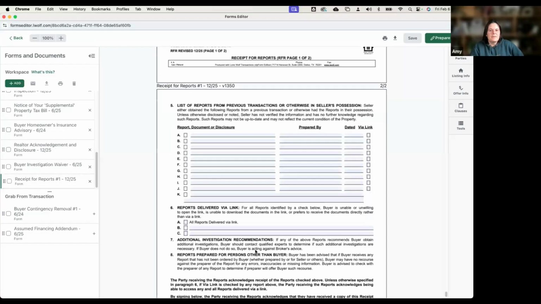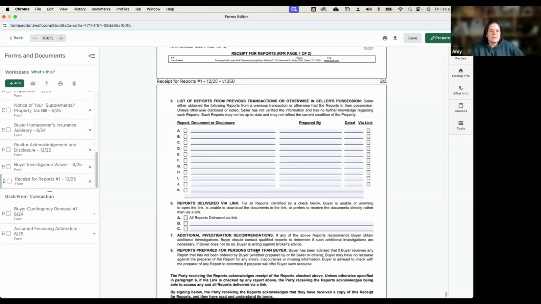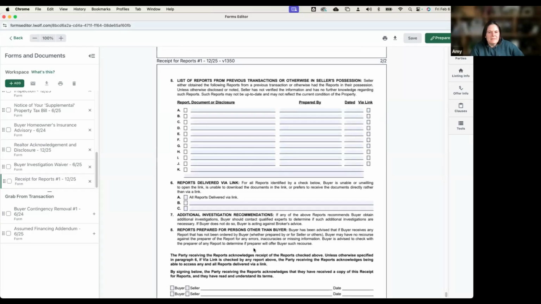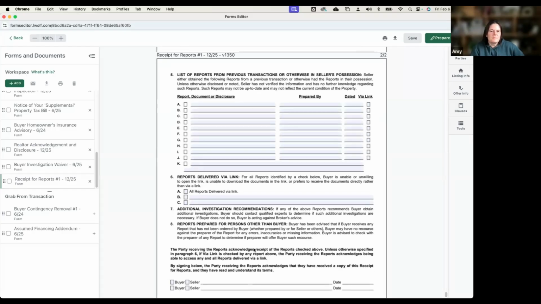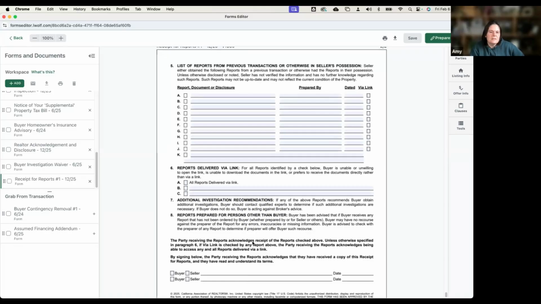Okay. If any of the above reports recommends buyer obtain additional investigations, buyer should contact qualified experts to determine if such additional investigations are necessary. If buyer does not do so, they're acting against the broker's advice. Reports prepared for persons other than buyer, right? Buyer has been advised that if a buyer receives any report that has not been ordered by buyer, whether prepared by or for seller or others, buyer may have no recourse against the preparer of the report for any errors, inaccuracies, or missing information. Buyer is advised to check with the preparer of any report to determine if preparer will offer buyer such recourse.